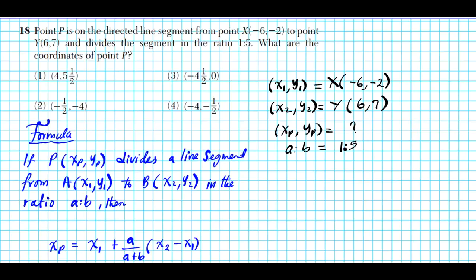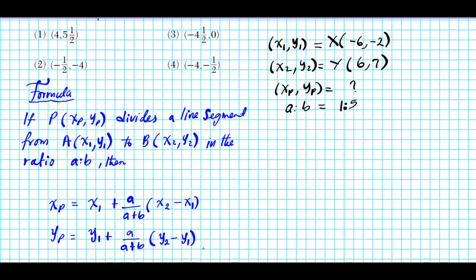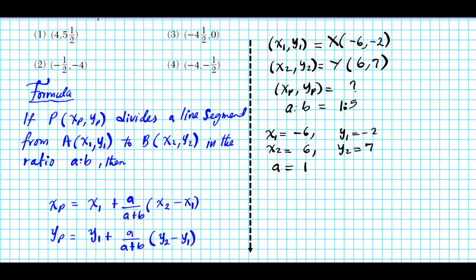Alright, so with this information we can specify exactly what each component is, and then we will plug them into the formula when determining the coordinates of x sub P and y sub P. Alright, so x1 is going to be -6. y1 is going to be -2, as you can see here. And then x2 from the second point y is going to be 6. And then y2 is 7. Using the ratio, we can clearly see that A is 1 and B is 5. Okay, so let's find the x-coordinate of the point.